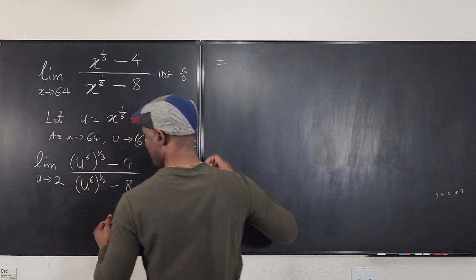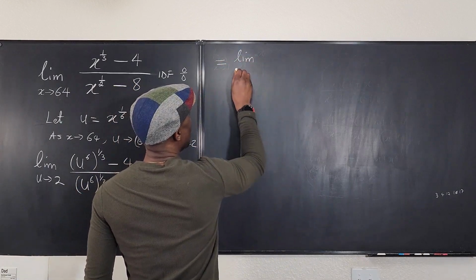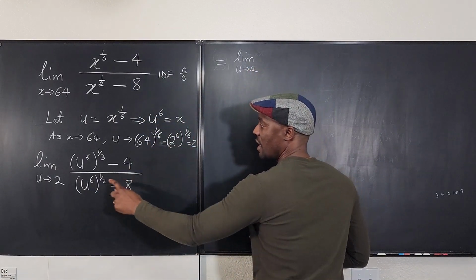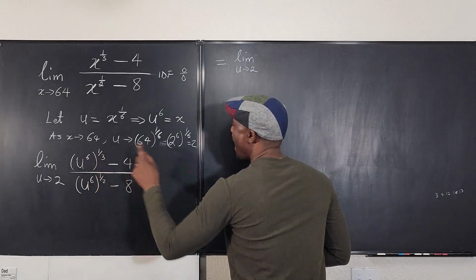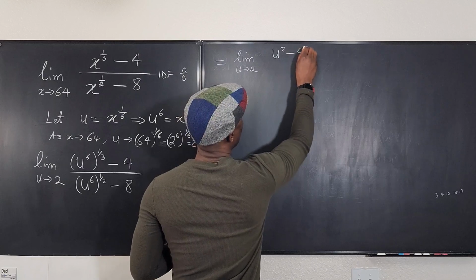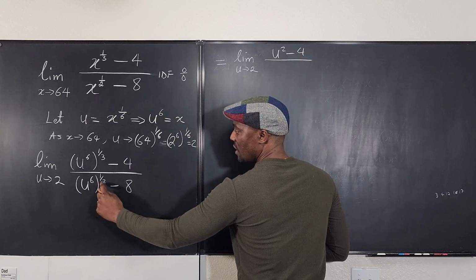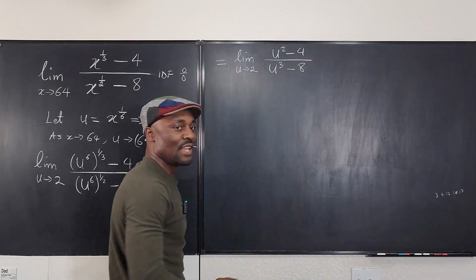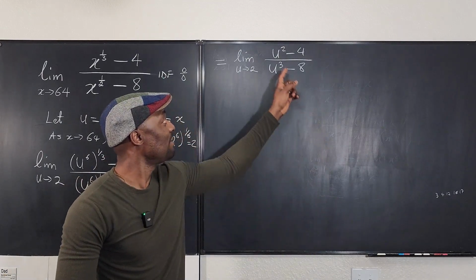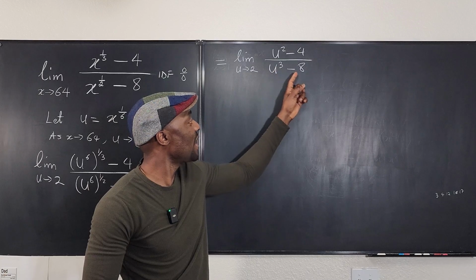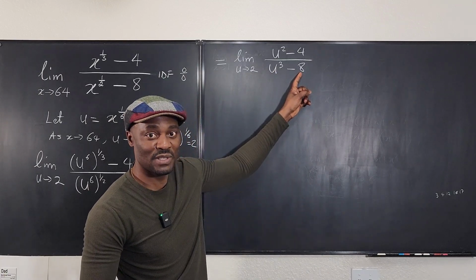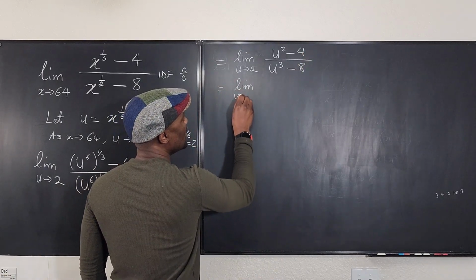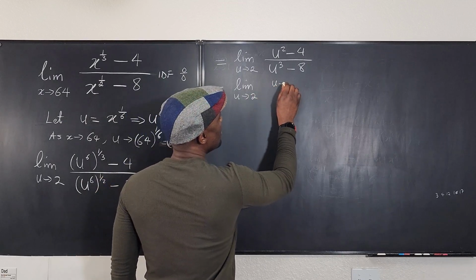So this will be equal to the limit as u goes to 2. Okay, we got our 2 from this modification here, and then this is going to be u to the half, that's u squared minus 4 over, what would this be? U to the 3rd, okay, u cubed minus 8. Now you see that the problem is solved because now we have a difference of two squares on top, and under we have the difference of two cubes because this is 2 to the 3rd, this is 2 squared.